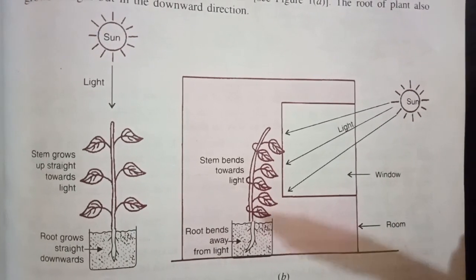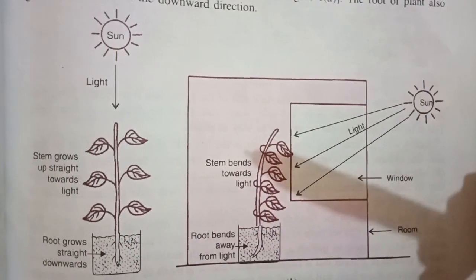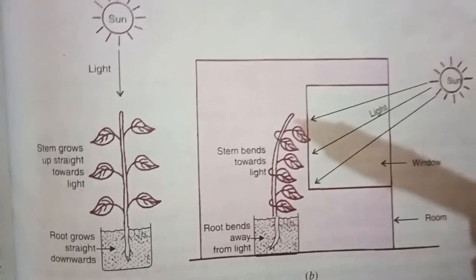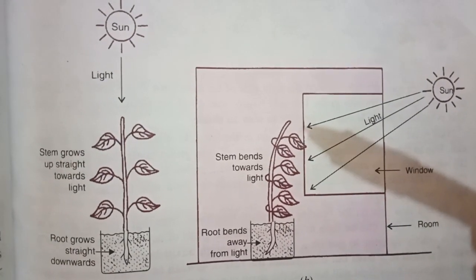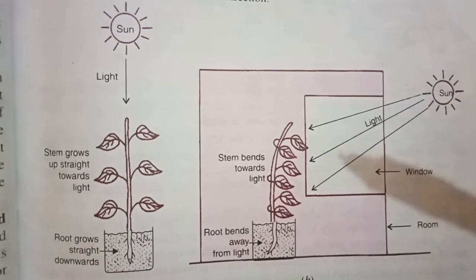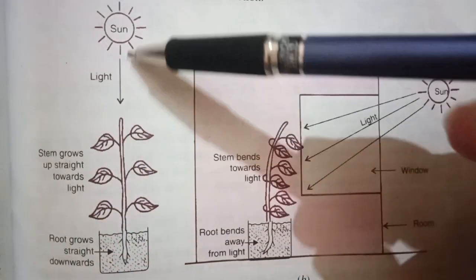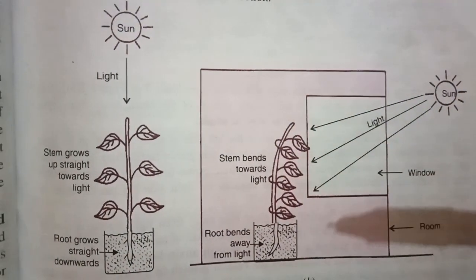Now, the first type of tropic movement is phototropism. So what is phototropism? The movement of a plant part in response to light is known as phototropism.